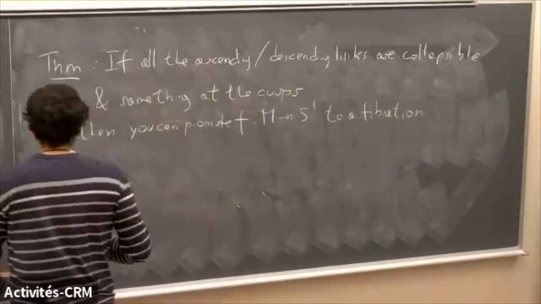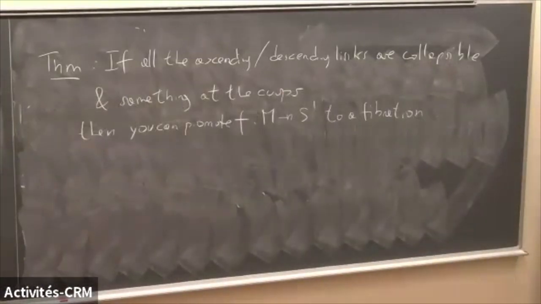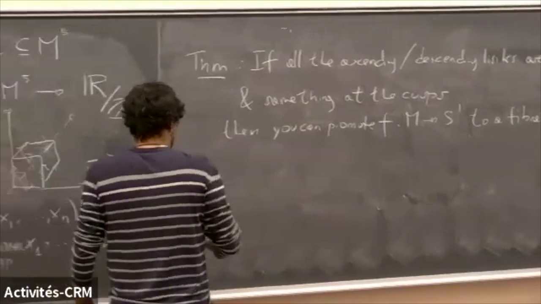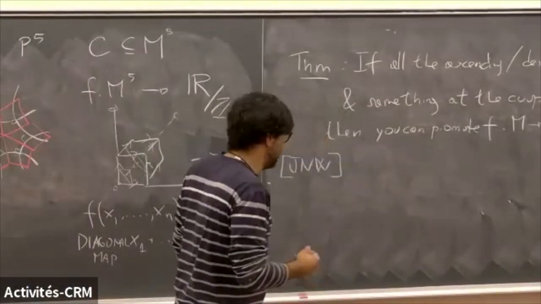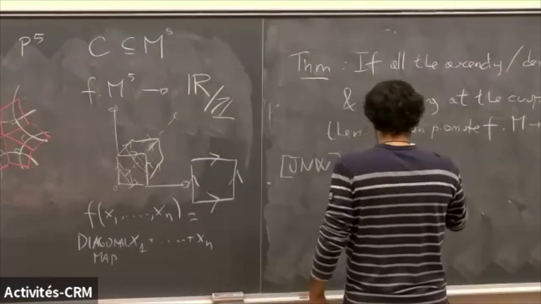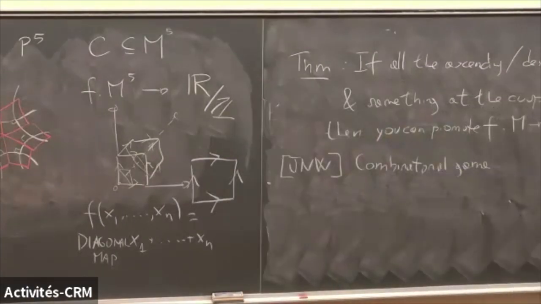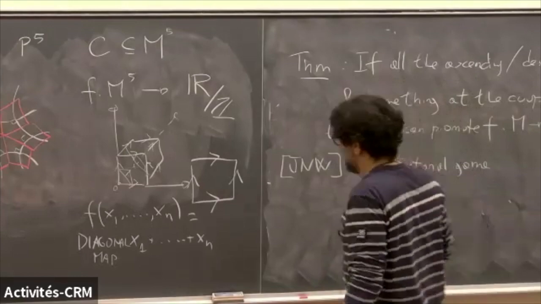I won't show an example now. How can we find these arrows? This is where the paper of Jankiewicz, Norin, and Wise comes from. There is a combinatorial game that you can play, and the combinatorial game goes as follows.